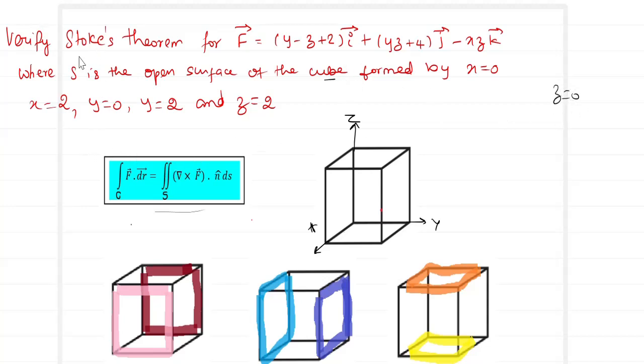Okay. So we were to verify Stokes theorem. Let us first write the statement of Stokes theorem. Integral over C of F dot dr is equal to the double integral over S of del cross F dot n cap dS. Okay. So we will have to evaluate our left hand side separately, and evaluate our right hand side separately, and show that they are the same, because we have to verify Stokes theorem. So we will begin with the diagram first.